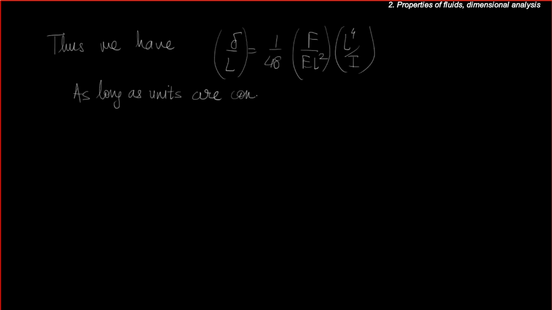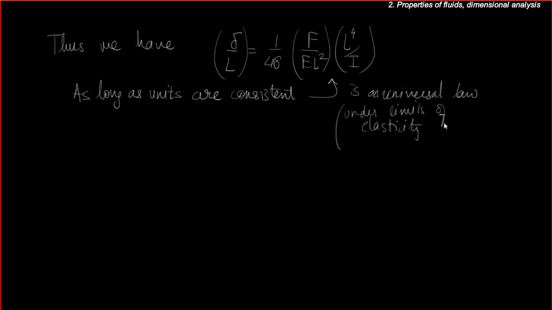As long as all the units are consistent, this law gives us a universality in which we can choose a large number of cantilevers of varying lengths, and given that all the deflections lie in the elastic limit, all the deflections for all the various Young's modulus, all various shapes are expected to follow this kind of universal behavior.